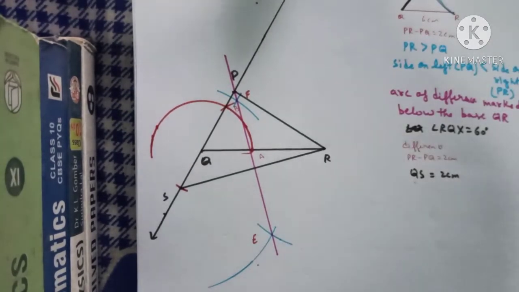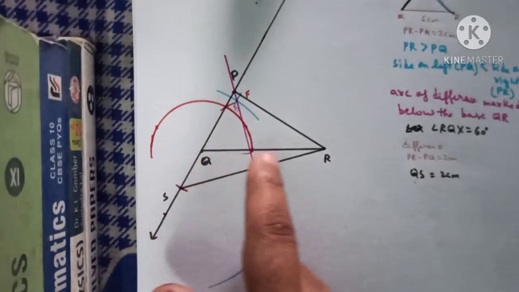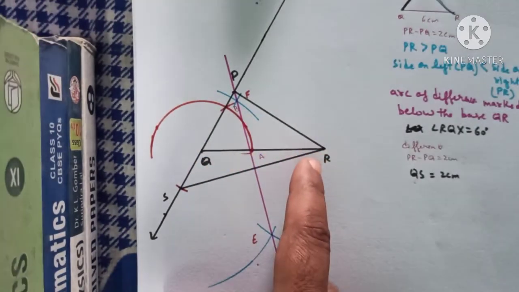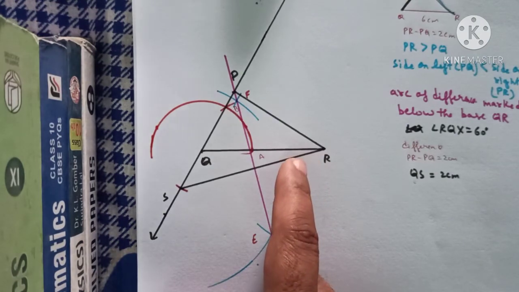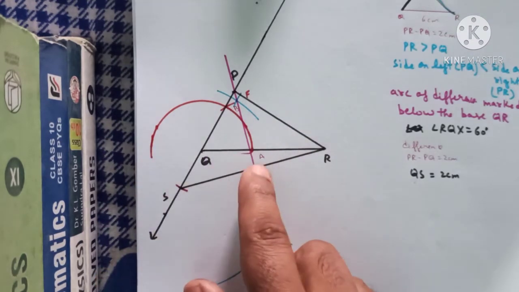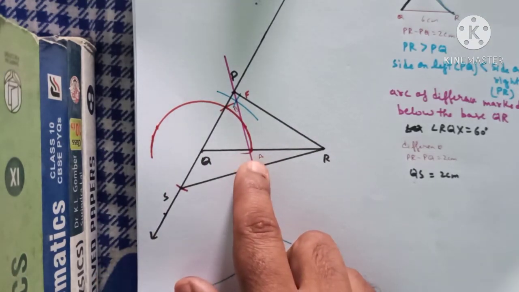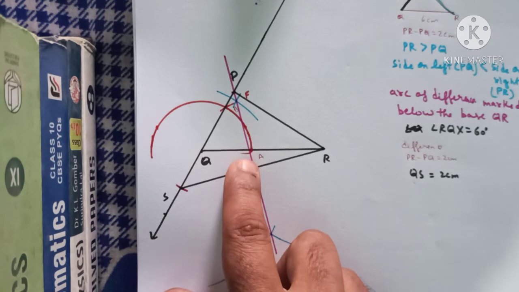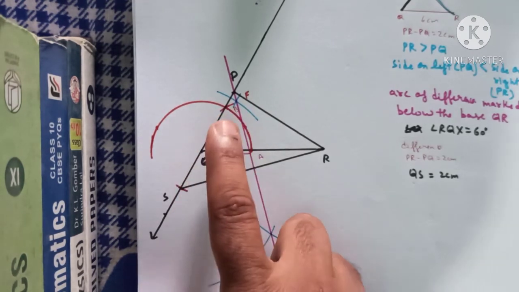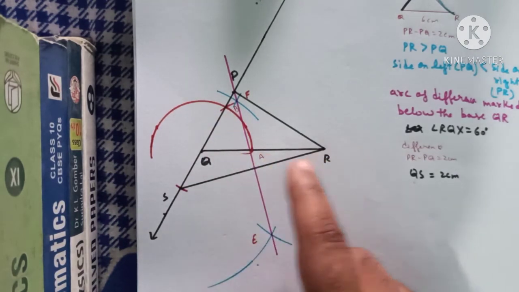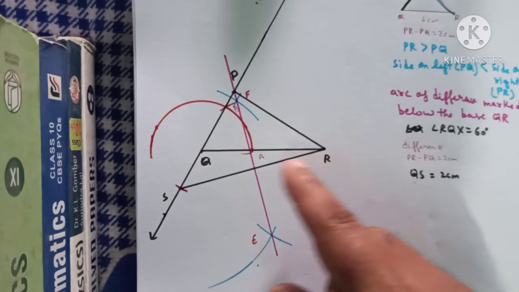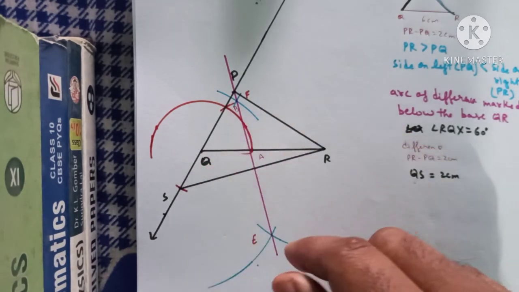So again I am repeating the steps. First step is that we will draw a base QR equal to 6 centimeter. Then we will take Q as the center and draw a semicircular arc intersecting QR at point A. With A as center and the same radius, we'll draw another arc intersecting the bigger semicircular arc at B. We'll join Q to B and extend it to X to get angle RQX equal to 60 degree.